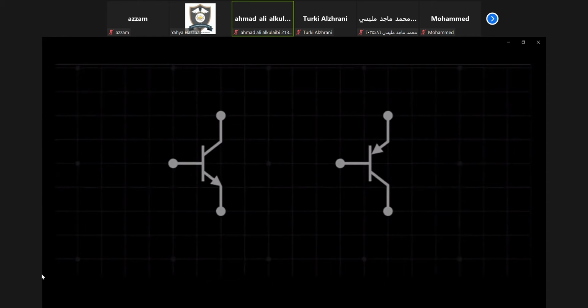The two schematic symbols represent the two types of transistors we will explore. We have the NPN, which stands for negative, positive, negative, and the PNP, which stands for positive, negative, positive. Notice the difference in the schematic symbols for each transistor. Each terminal has a function and is named accordingly. The terminals differ in position on the NPN and PNP.